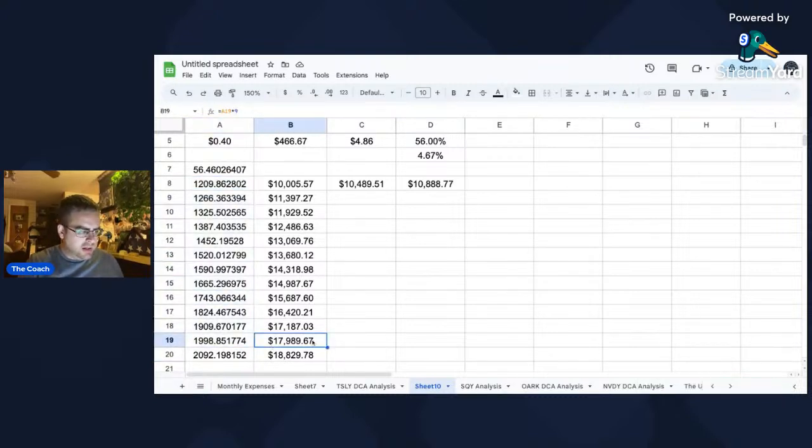We would have a total gain of almost 80% under this scenario, providing the fund didn't drop. Now, if it did, we can actually update that too.